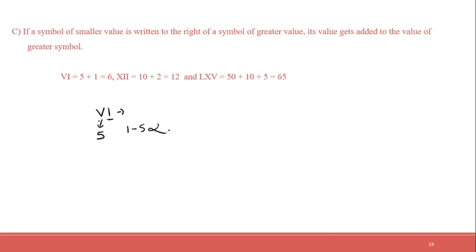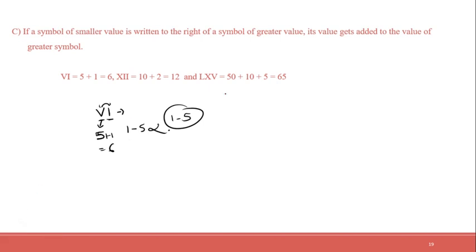No, it is wrong, because first we'll check the largest number. The largest number between these two is 5. So we'll say, okay, 5 is written here and 1 on its right. That means 5 plus 1, it is 6, and not 1 minus 5. Got it?